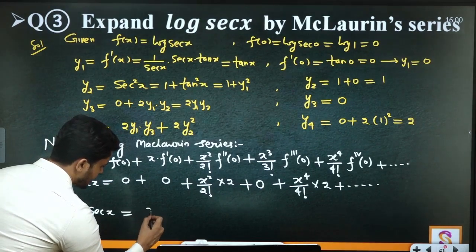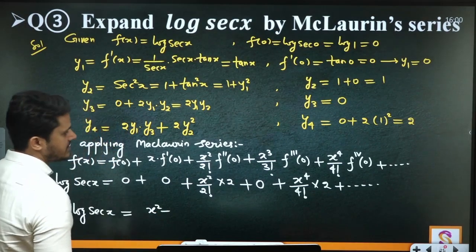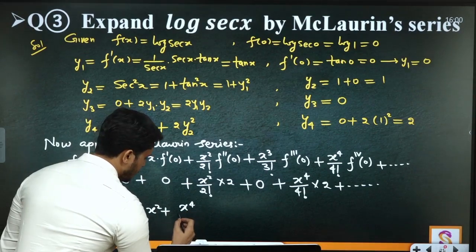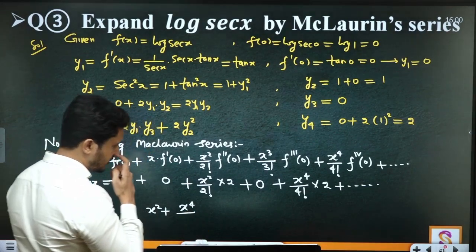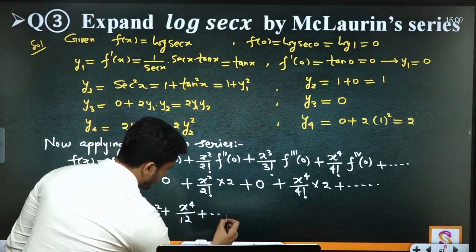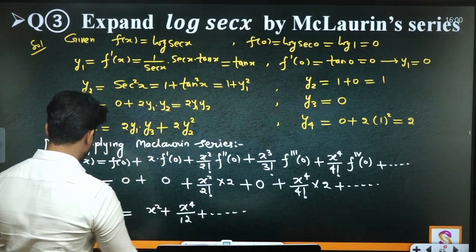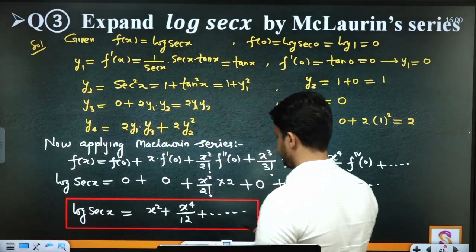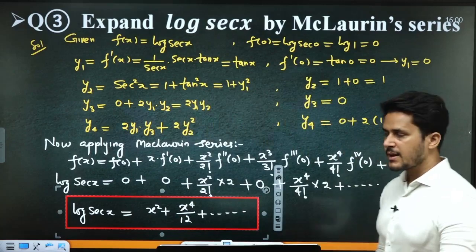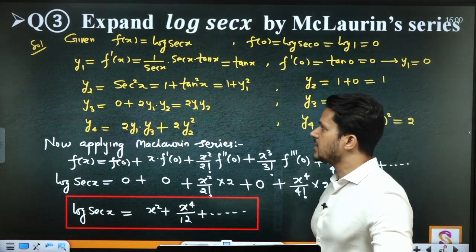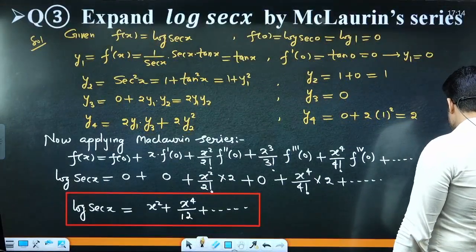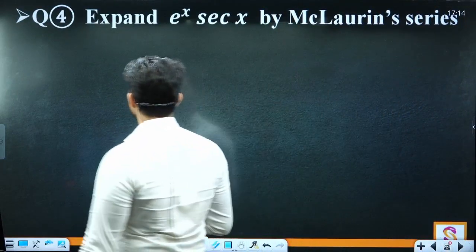So at last you can get only 2 terms. Log sec x equal to, what can we write? x square over 2 plus x4 upon 4 factorial times 2, 4 3 2 1 so that becomes 12, and so on. Okay, 2 terms are enough. So with the help of Maclaurin series you can expand the function f(x) equal to log sec x in this way. Now we will discuss the next question, number 4.